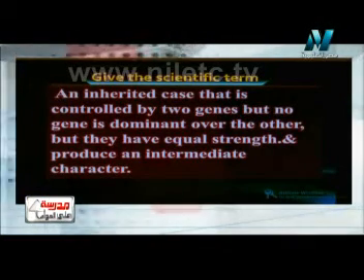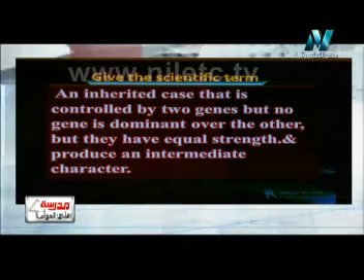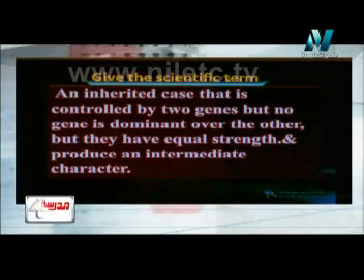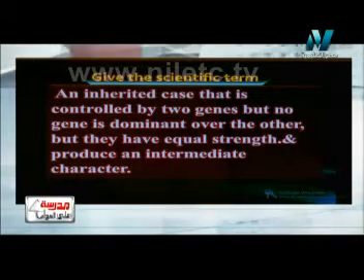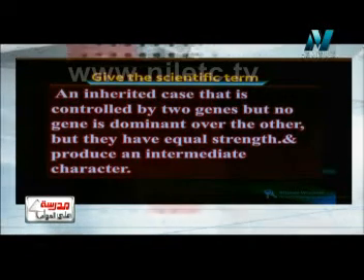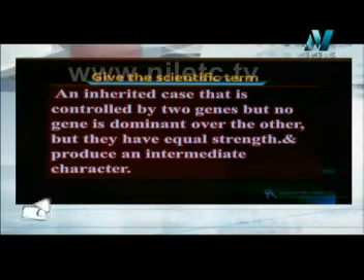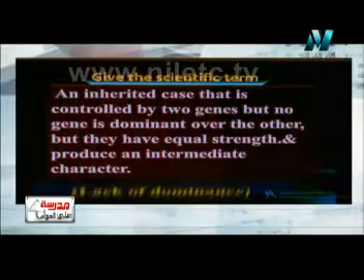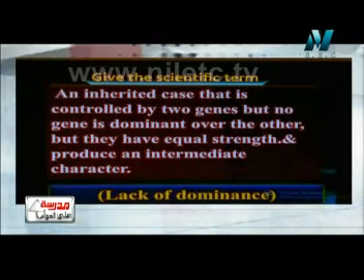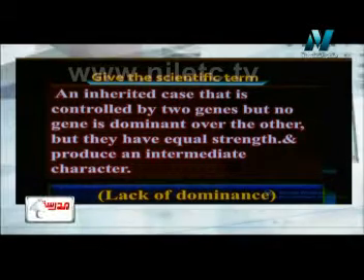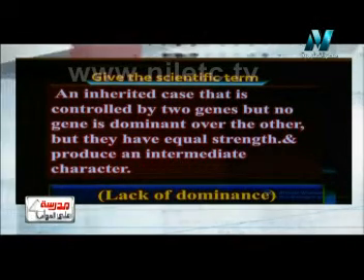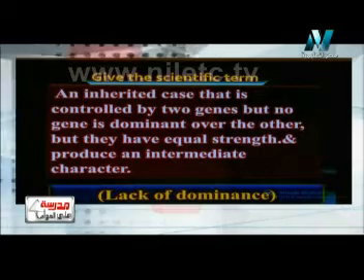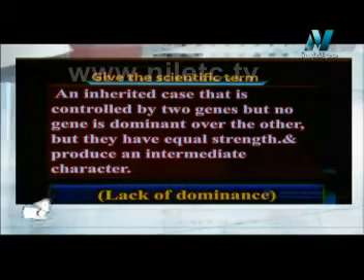Next: an inherited case that's controlled by 2 genes, but no gene is dominant over the other; they have equal strength and produce an intermediate character. Of course, this case is lack of dominance, because there is no gene dominant over the other one, and no small letters are used in the genetic problems of lack of dominance.